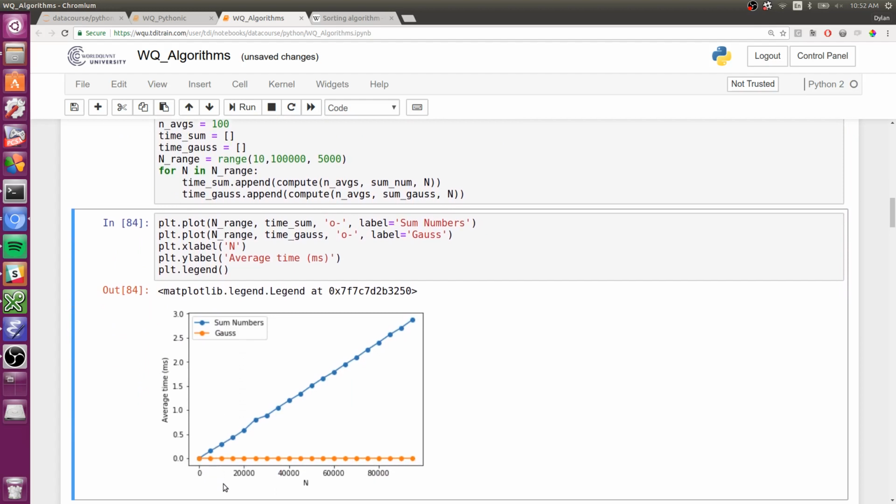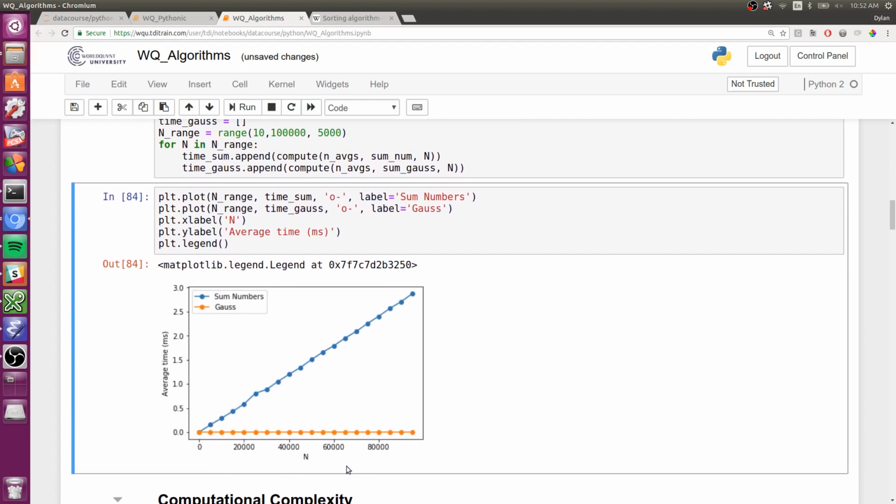And we see as we increase n, sum num takes an increasing amount of time to compute the sum. And it's linear, order n. So it's linear in n, the size of the input. Meanwhile, the Gauss method takes a constant amount of time, no matter how big n is. It always takes the same amount of time. So order n, linear; order 1, constant.